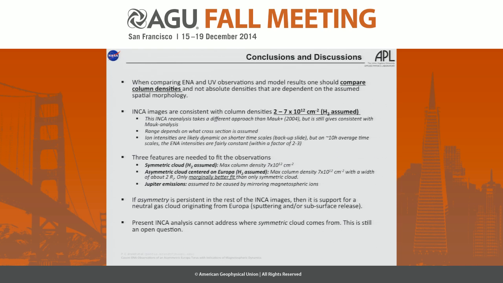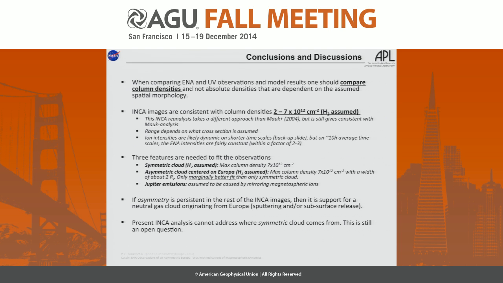Ion intensities, we do fix them, of course, but they are likely dynamic, and I think a lot of you have seen evidence for that. We do see it in the shorter time scale integrations as well. I have that as a backup slide, but on a 10-hour average time scale, the ENA intensities are fairly constant, to at least within a factor of 2 to 3. So let me end with these 2 points down here.